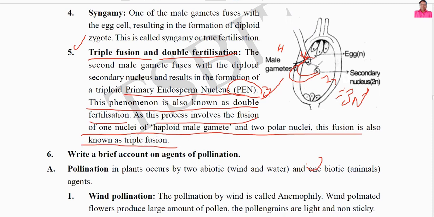Fertilization means one male daughter nucleus fuses with the egg cell. Triple fusion means another male daughter nucleus fuses with two nuclei. So a total of 3 nuclei are fusing, hence it is called triple fusion. This diagram is also important, so you must draw the diagram properly and accurately. Because for the diagrams 3 marks matter, for 5 marks. 5 plus 3 is 8.